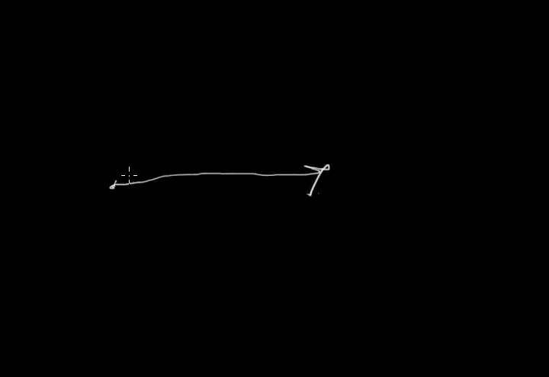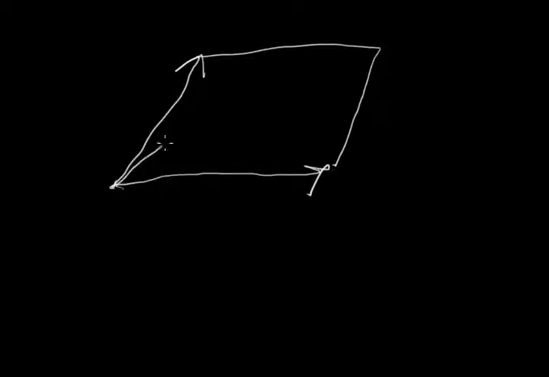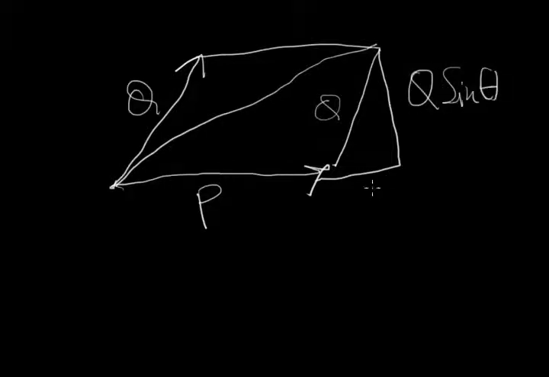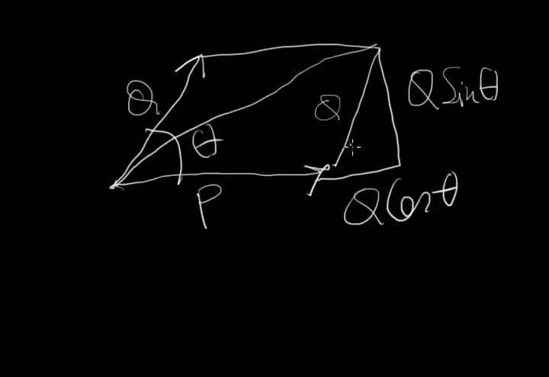This is the parallelogram that we are drawing, and this was the resultant, and this was the perpendicular. So this was your P, this was your Q, this was your Q again, and this was Q sine theta, and this was Q cos theta. We have an angle of theta here, so the same angle theta is here also, and this is our resultant R.